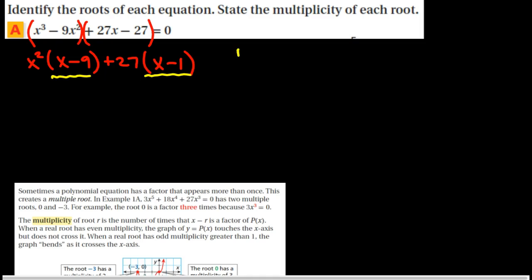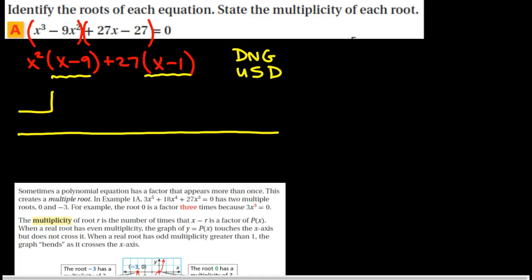So I'm going to make a little new acronym and say DNG USD. You know what that stands for? Does not group, use synthetic division. Good. So we are going to use synthetic division to factor this one. So I'll put my coefficients in there. And now the weird thing here is what am I going to put in the box? How do I know what to try for a factor?